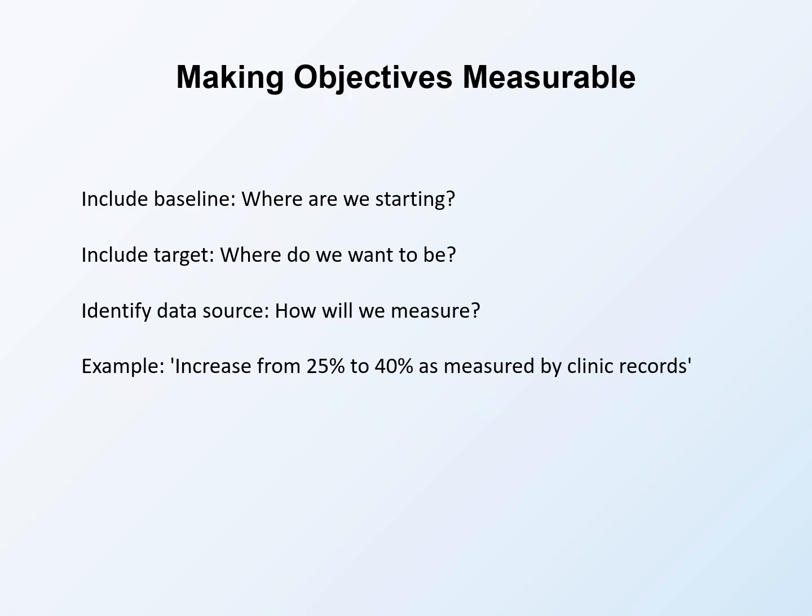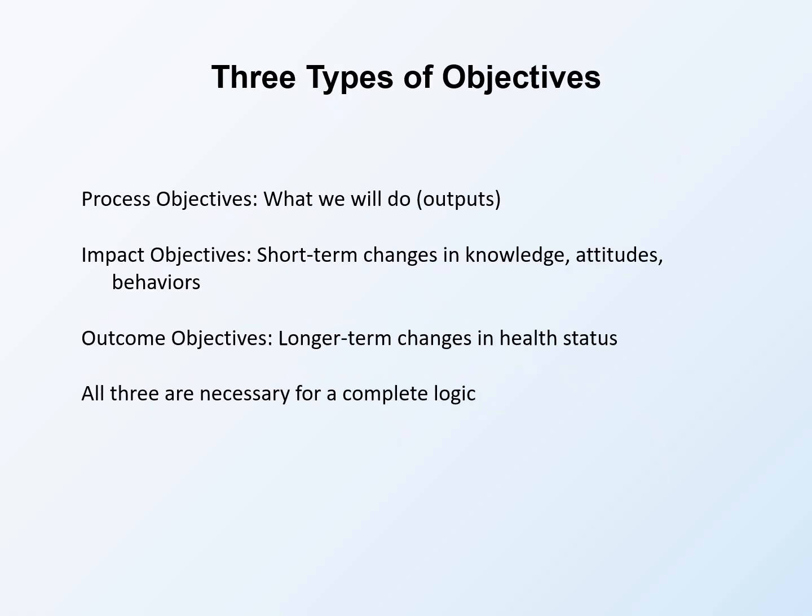If you can't identify a data source, you have a measurement problem to solve before your objective is complete. There are 3 types of objectives, and understanding the differences is crucial. Process objectives describe what you will do, your outputs. We will conduct 12 workshops. We will distribute 5,000 brochures. We will train 50 community health workers.